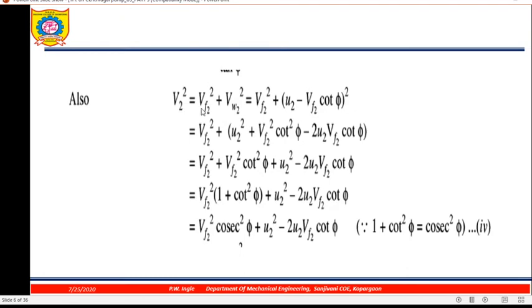Also, what is V2 square? It is Vf2 square plus Vw2 square. Vw2 is U2 minus Vf2 cot phi, squared. Then Vf2 square plus these brackets, if you solve, you get U2 square plus Vf2 square cot square phi minus 2 U2 Vf2 cot phi. So after adjusting, finally you get Vf2 square cosec square phi plus U2 square minus 2 U2 Vf2 cot phi. This is equation 4.